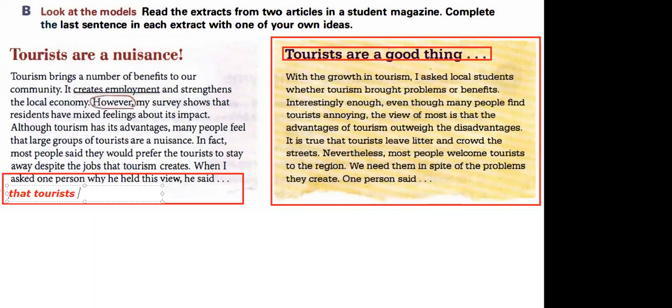The tourists, ladies, what is the completion of the sentence? Are a good thing. Nope, that would be incorrect. The tourists leave a lot of trash on the beaches. There you go. That would be a complete sentence because we are on the paragraph that says that tourists are a nuisance, are something bad.